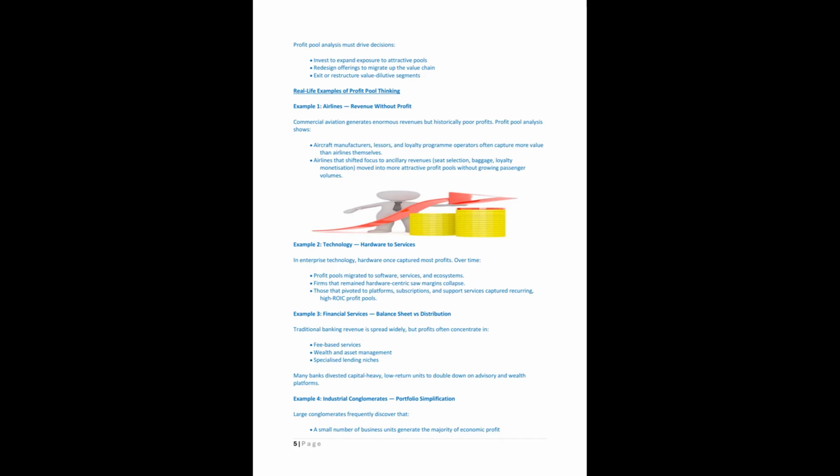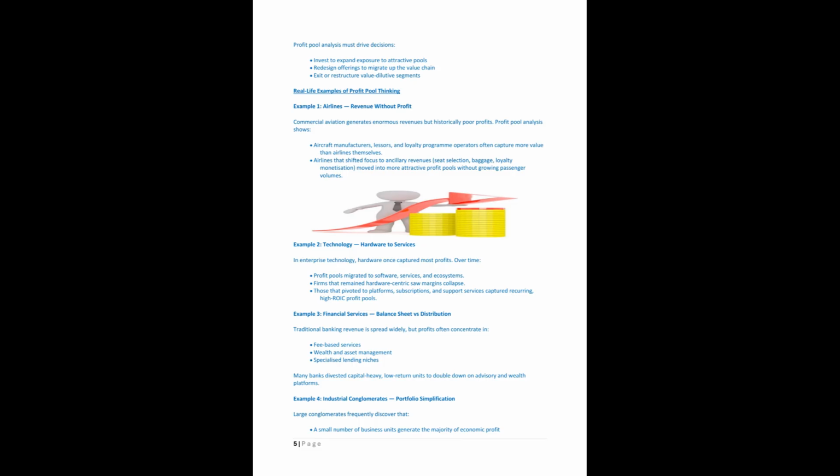Airlines that focused on ancillary revenues like seat selection and baggage fees have moved into more profitable areas without increasing passenger numbers. In technology, profit pools once centered on hardware, but have shifted to software, services, and ecosystems. Companies that stuck to hardware saw margins shrink, while those embracing platforms and subscription models captured more stable, recurring profits. Financial services provide another insight.